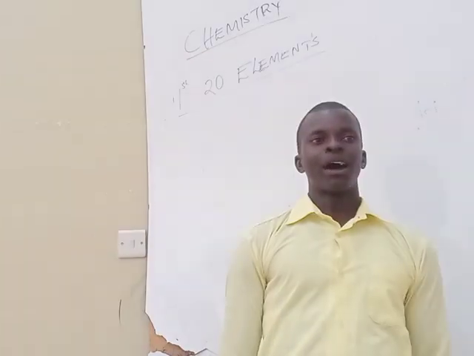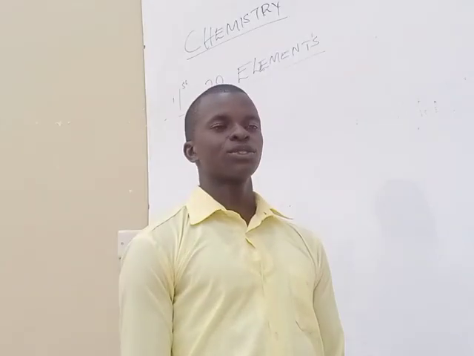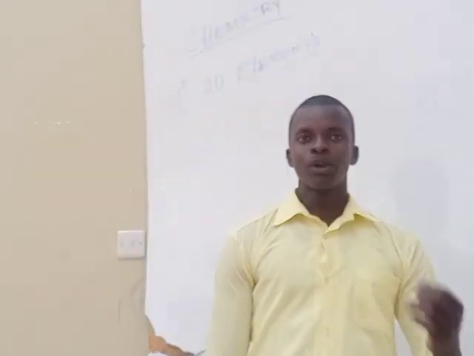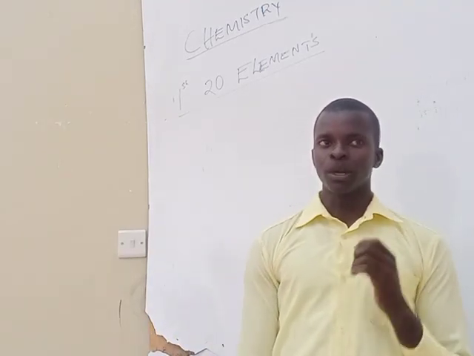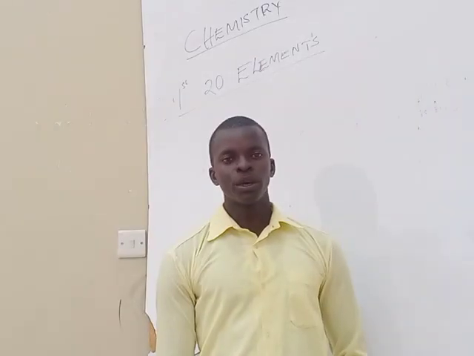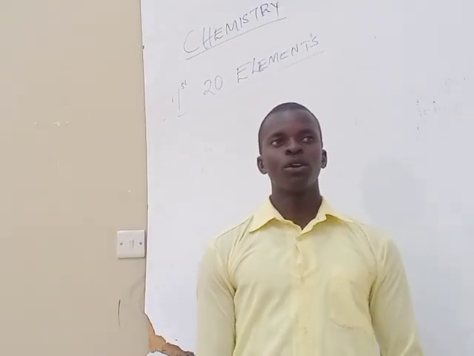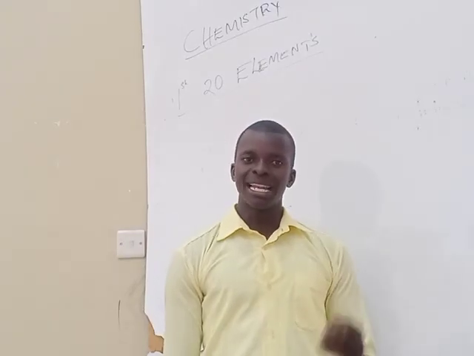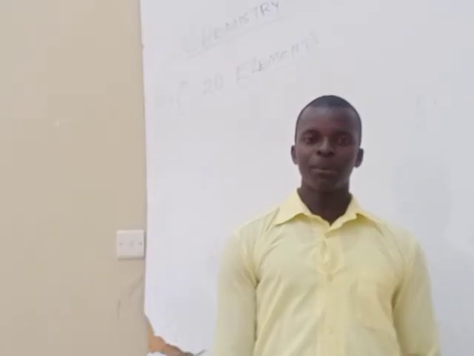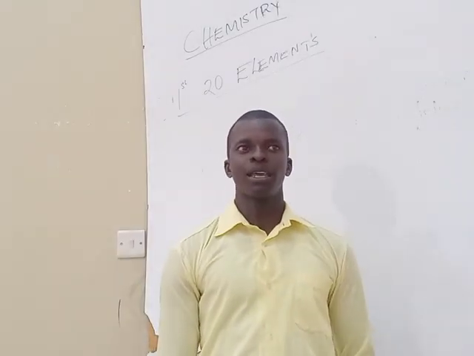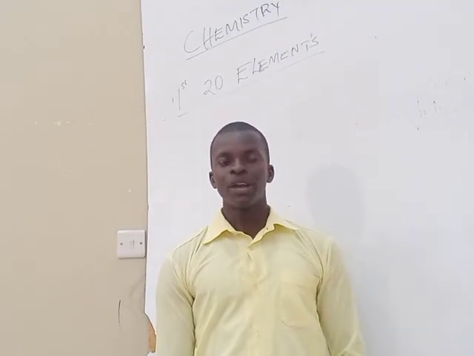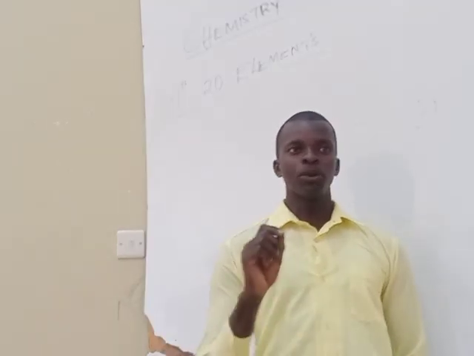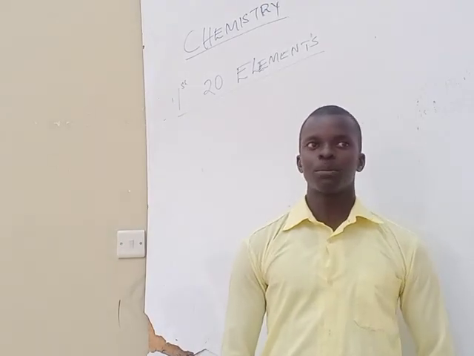So our last thing that we looked at is the first 20 elements of the periodic table and their symbols, hydrogen being number one with the symbol capital H. Then we had helium, number 2, with the symbol capital H and small e. Lithium number 3 with the symbol capital L and small i. We have beryllium, capital B and small e. We have boron, which only has capital B. We have carbon, number 6, with capital C.